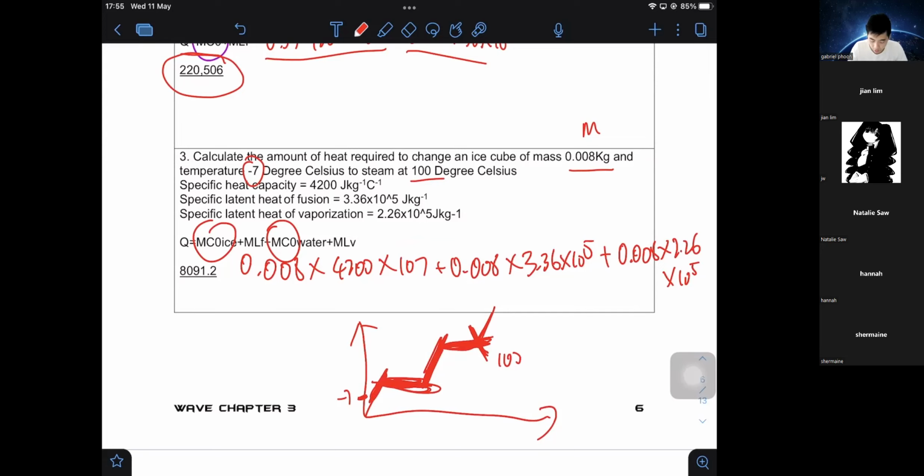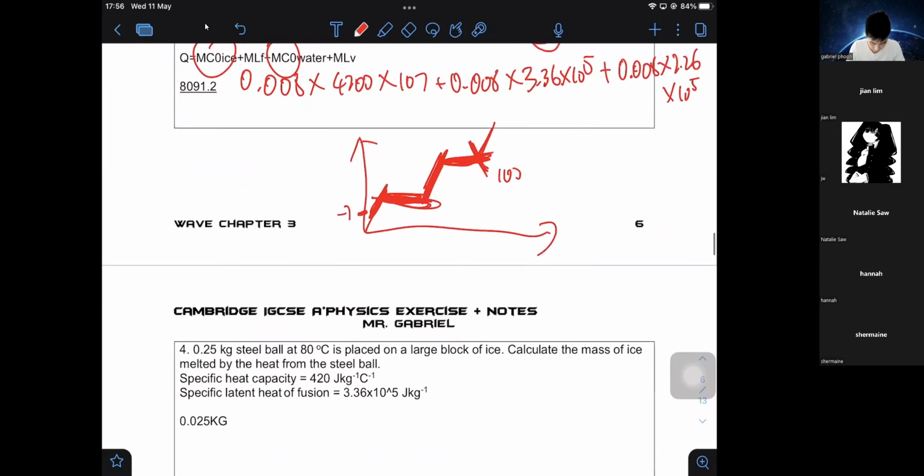When you're doing Q equals MCθ, this is change in temperature. It doesn't matter if it's 0 to 7 or -7 to 0. The change in temperature is still going to be 7. There's no vector for change in temperature. You get what I mean? Yeah, most likely that's where you went wrong. If you did everything else, then most likely you'll get the correct answer. Okay, go do your corrections later on.